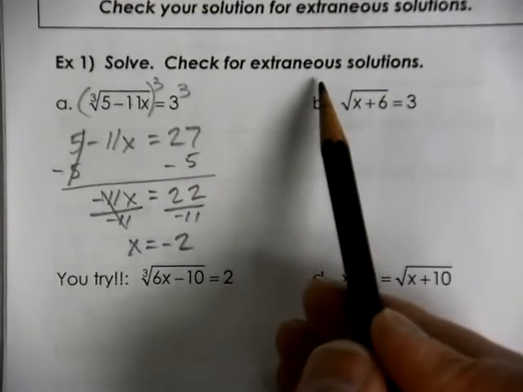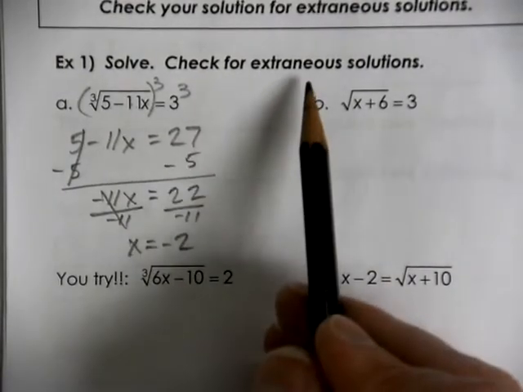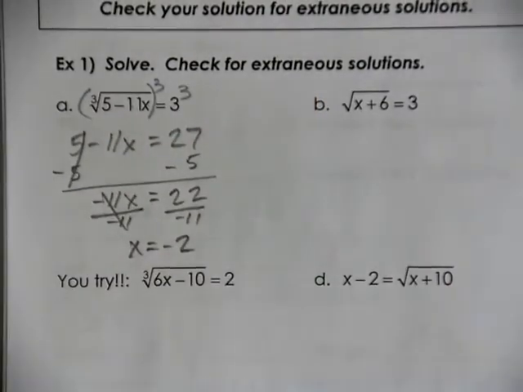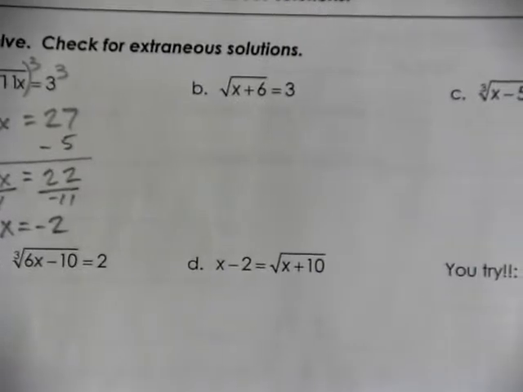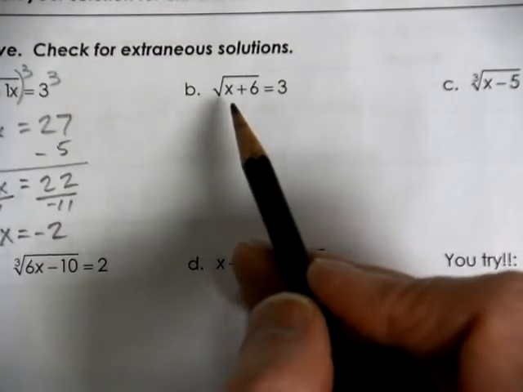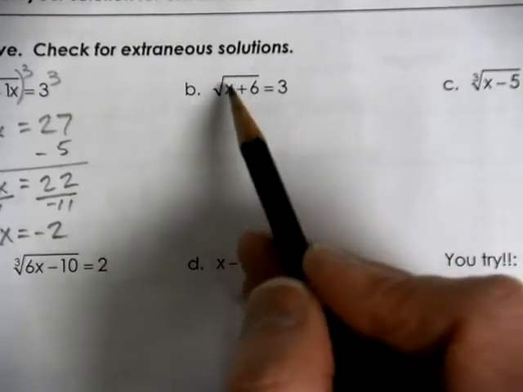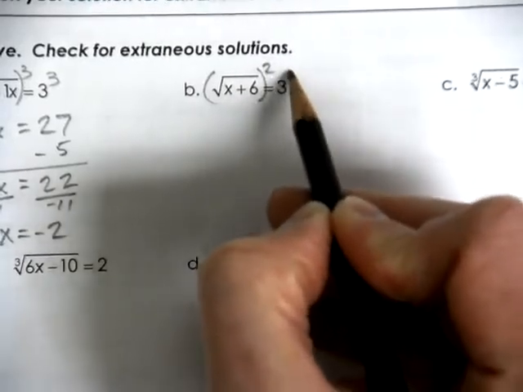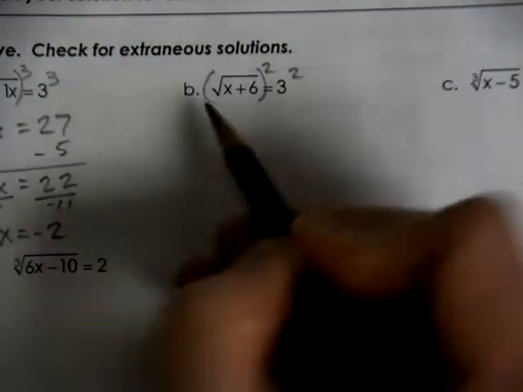We do want to check for extraneous solutions, and that's going to happen more when you have an x on both sides of the equal sign. This next one is a radical. It's a square root type of radical. So we are going to square both sides of our equal sign.